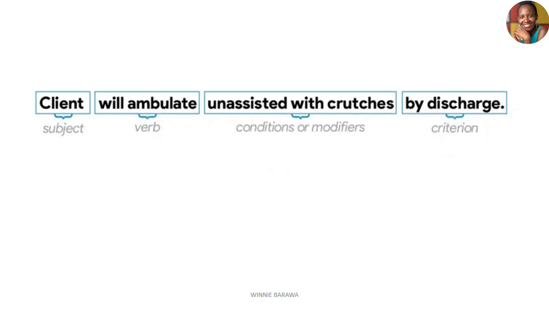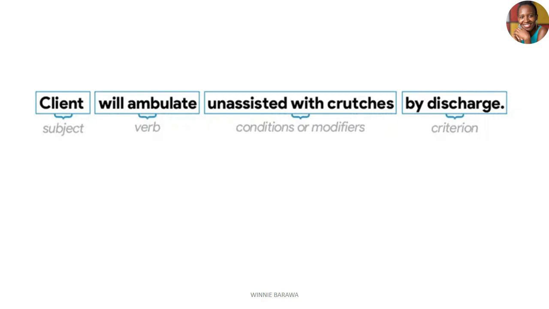And now there's the criteria. Which standard? Standard can be in terms of time. Standard can also be in terms of the level of independence achieved by your patient. So now this criteria here is using time. So the nurse states by discharge time.